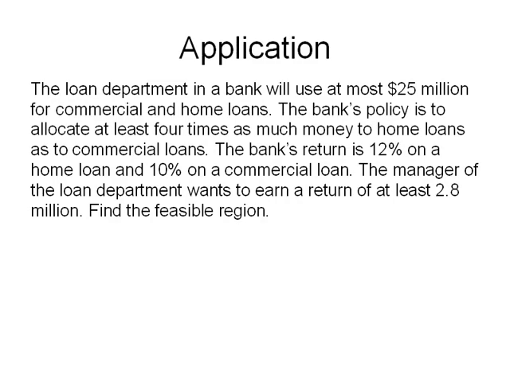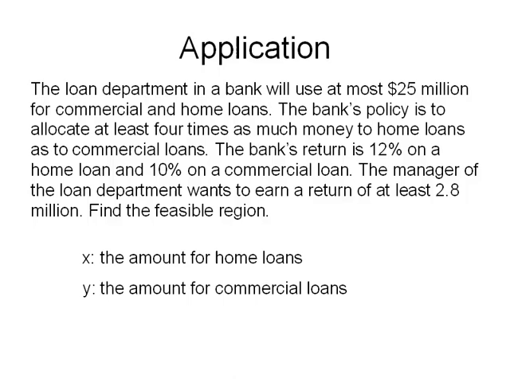A loan department in a bank will use at most $25 million for commercial and home loans. The bank's policy is to allocate at least 4 times as much money to home loans as to commercial loans. The bank's return is 12% on a home loan and 10% on a commercial loan. The manager of the loan department wants to earn at least a return of $2.8 million. Let's find the feasible region.